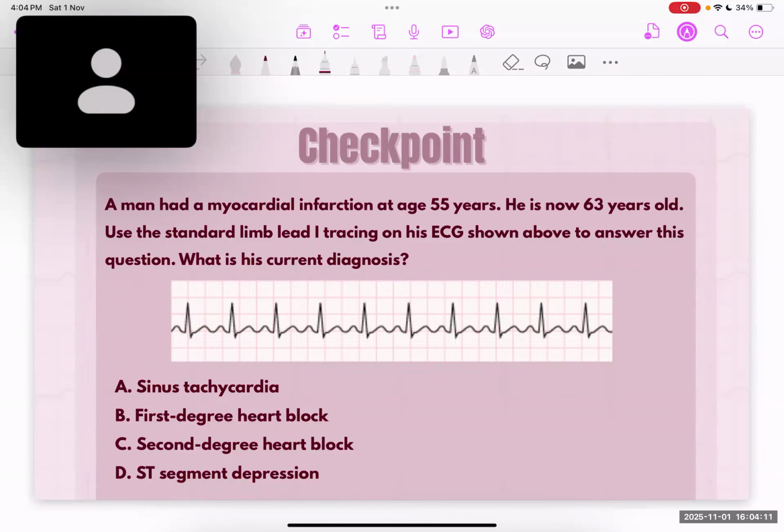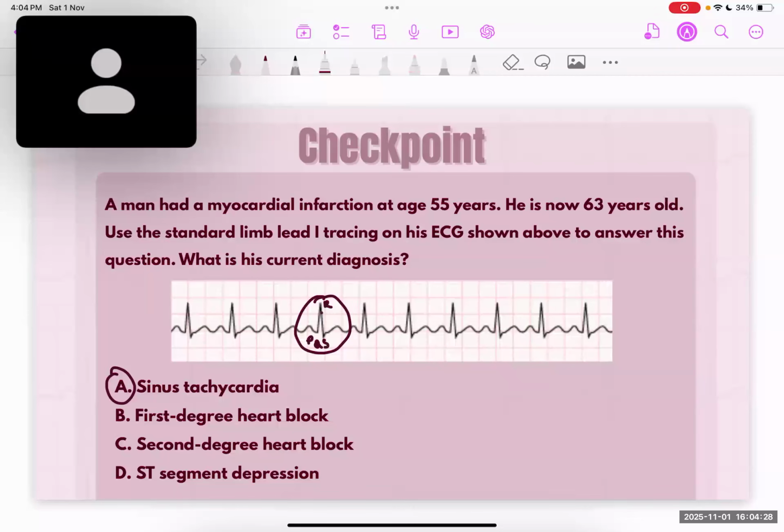Okay, I'm going to wait for everyone. Okay, most of you got it right. The answer is a sinus tachycardia. So if you look at, let's just take one of them, everything is normal. We have a P wave. We have a normal QRS. It's narrow.